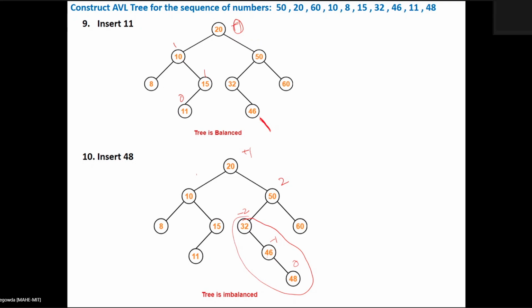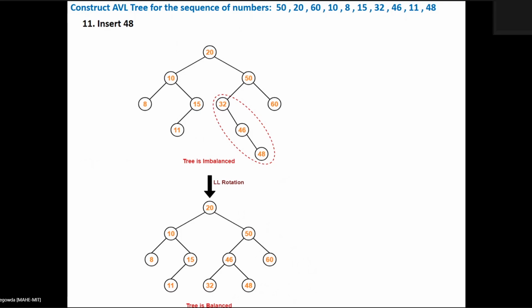So what kind of rotation am I supposed to use to balance it? Left rotation. Yes, you are supposed to do a single left rotation. If you do this, automatically the tree will be balanced. When you do single left rotation, 46 is going to become the parent node, 32 becomes the left of 46, and 48 becomes the right of 46. So this is the resultant tree after left rotation.